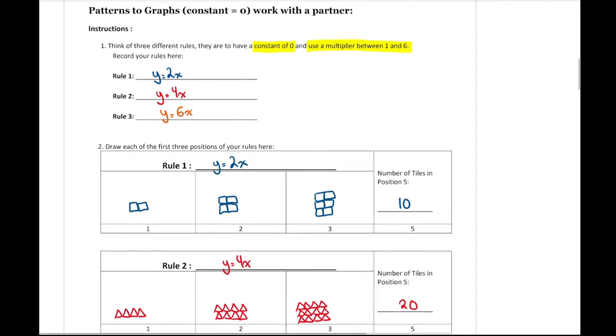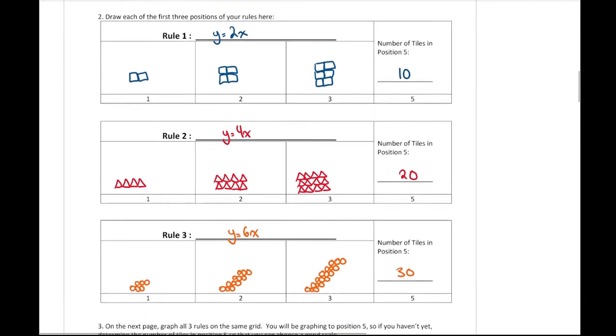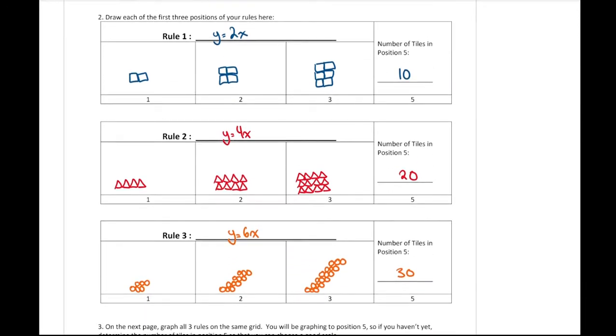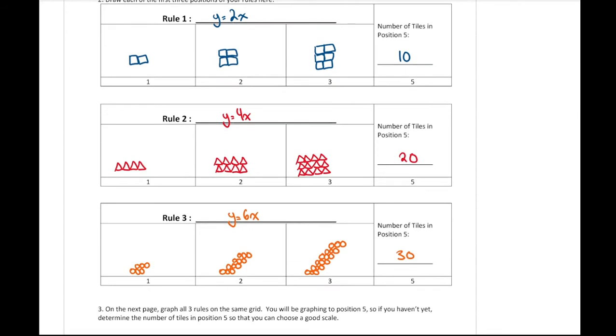So I drew the first 3 positions of each one for my 3 different rules, and I determined the number of tiles at position 5. So I can see how they're changing compared to each other. I can definitely see, based on the numbers, how position 5 changes, or is different, between all of them.